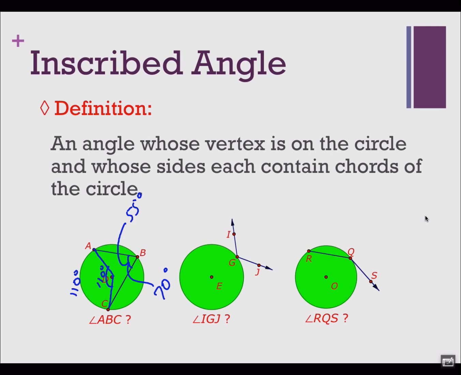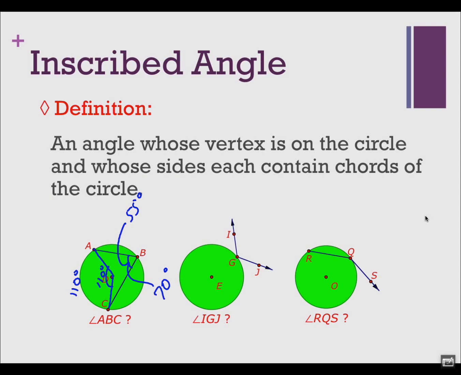Anything else? What do you think? That they're proportional. That they're proportional to what? The central angle is proportional to angle ABC. How would that help me find that angle? What is it proportional to?